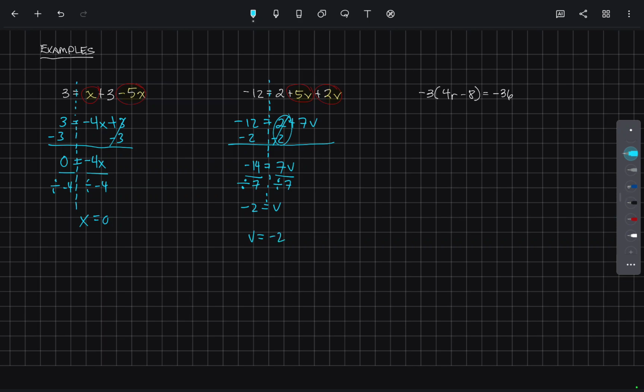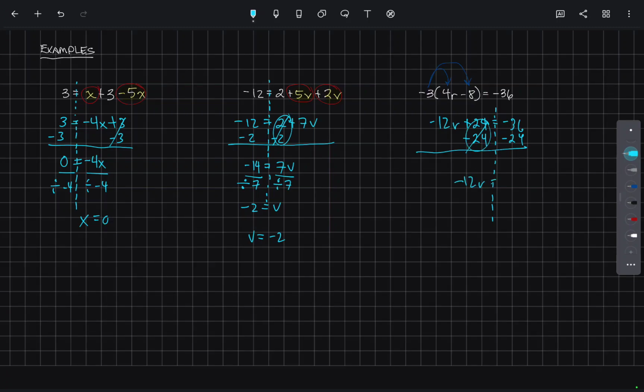Distributive property. So what this is going to be is the number on the outside is going to be multiplied by all of the terms on the inside. So negative 3 times 4 is negative 12r. And then negative 3 times negative 8 is positive 24 equals negative 36. I'm going to cut the problem. You can see that it looks like a regular two-step equation now. Get rid of 24 positives by 24 negatives, or subtracting 24, creating a 0 pair.